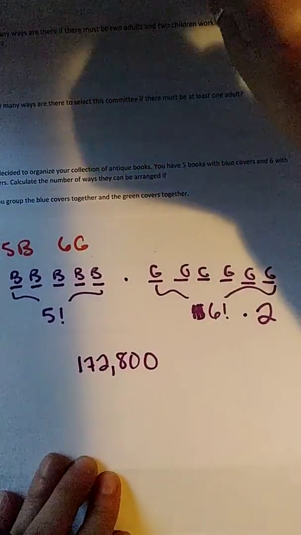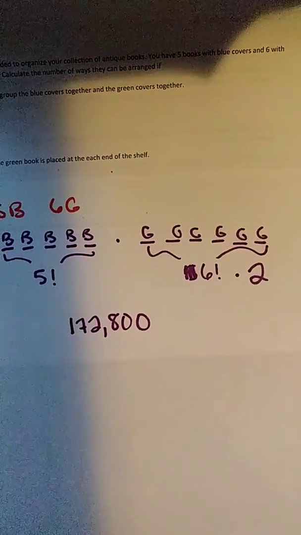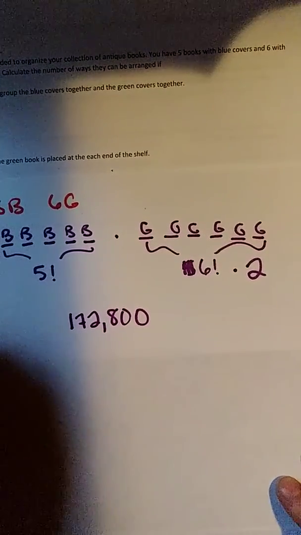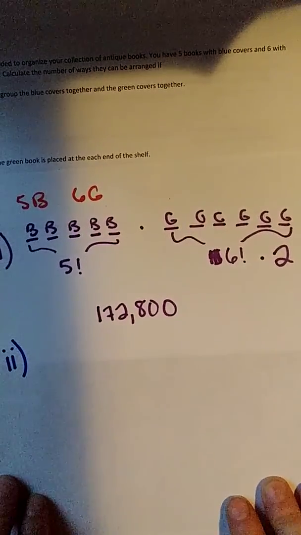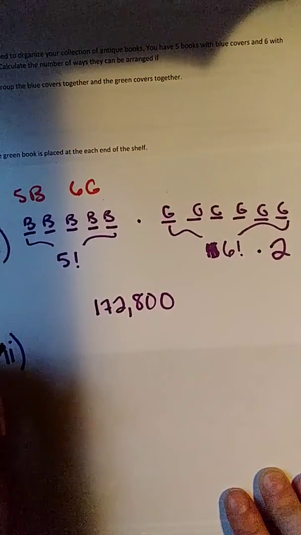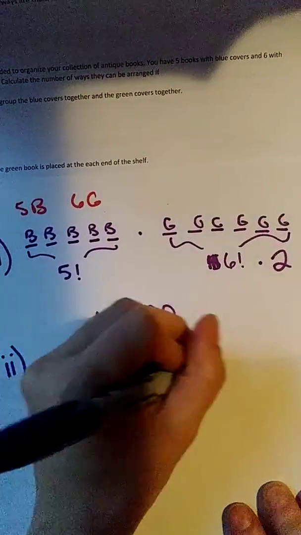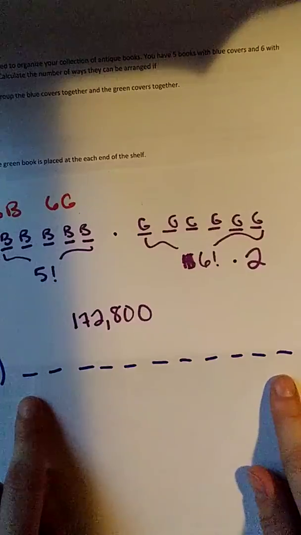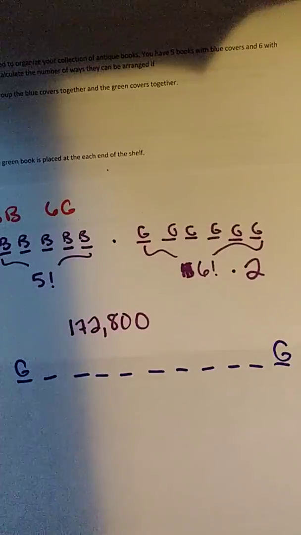So we're going to move on to the second part of this question, which says that we want to arrange these books, but this time we want to put 1 green book at the end of each shelf. So for part 2 here, I want to make sure that I have 1 green book at the end of each shelf. I know that I have 11 books altogether, 5 and 6. So we have 11 books, 2, 3, 4, 5, 6, 7, 8, 9, 10, 11. And in this case, I want to put 1 green book at the end of each shelf. So this one has to be green, and this one has to be green. Let's see what that does to our options.